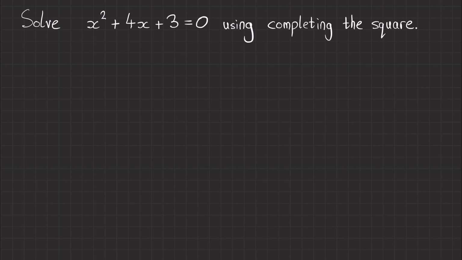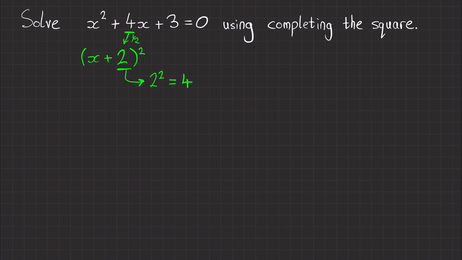Like in my previous video, we're going to put this into completing the square form. So that's going to be brackets x plus or minus something all squared. Well, what's this value here? Well, it's going to be this number halved. So x plus 2 all squared is our starting point. What do we need to do now? Well, we need to square this value. So 2 squared equals 4.